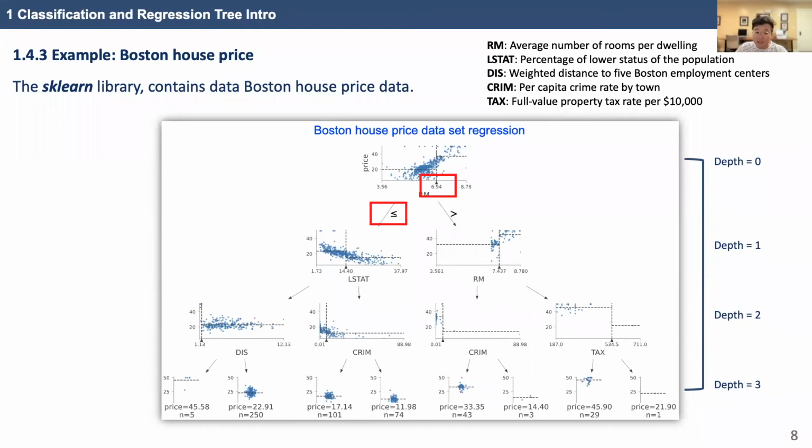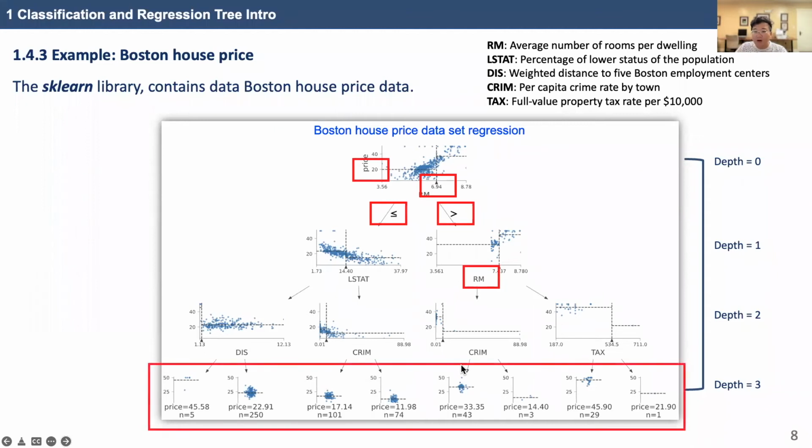For such houses, the mean house price is around $200K. And houses with RM larger than 6.94 are assigned to the right branch. And then the group is further subdivided by the RM again here. Overall, the tree segments the houses into 8 regions of predictor space with a depth of 3.